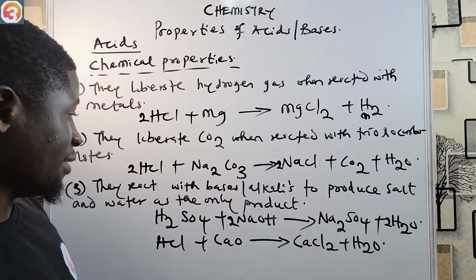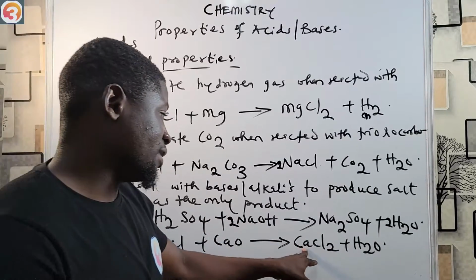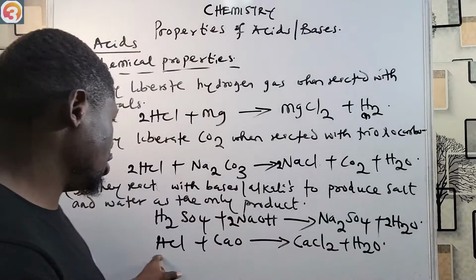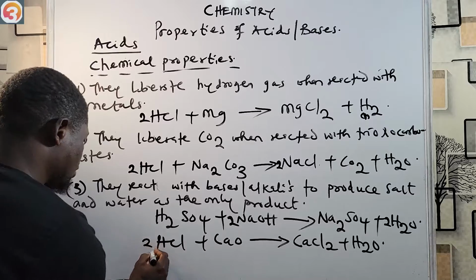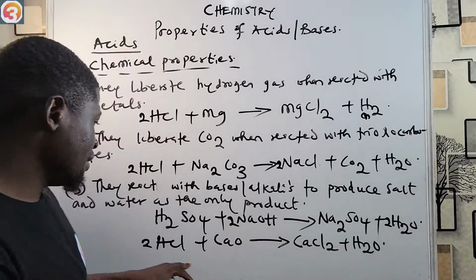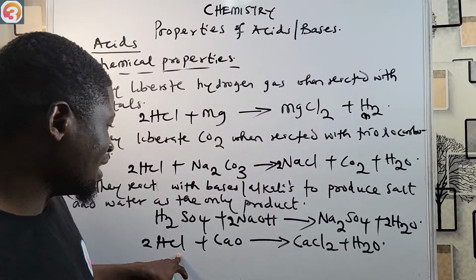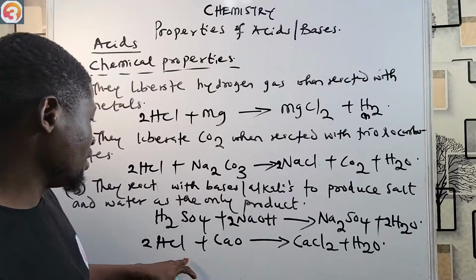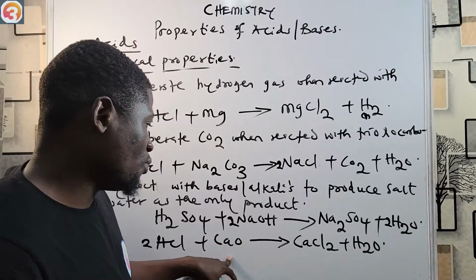Is it balanced? I have to check whether it's balanced. There's 1 Ca here, there's 1 Ca here. Ca seems to be balanced. H is not balanced here because there's 2H here, there's just only 1 H here. So we need to put 2 here. If you put 2 here, 2H, 2H balance. Cl, is it balanced? There's 2 Cl here already. Cl is balanced. What is left? Ca. Ca is 1, 1 is balanced.